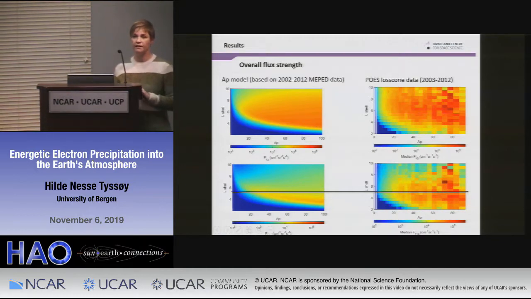There is an updated version of the AP model that is for different magnetic local times, but I've only used the first version, which does not take into account local time, as this is what is being put into WACCM and into this model intercomparison project. No, it's for different energy ranges. So the model, you can basically use it for different energies.